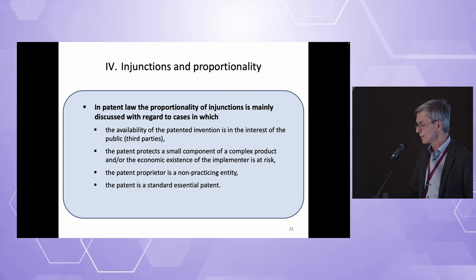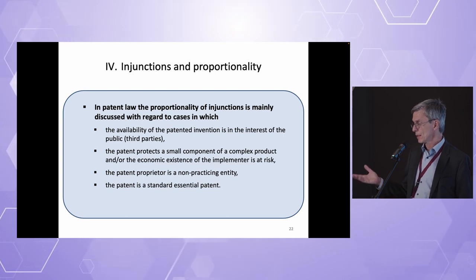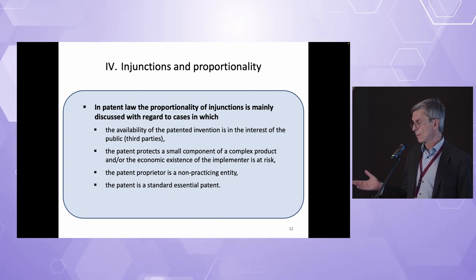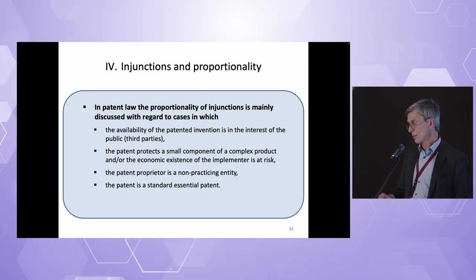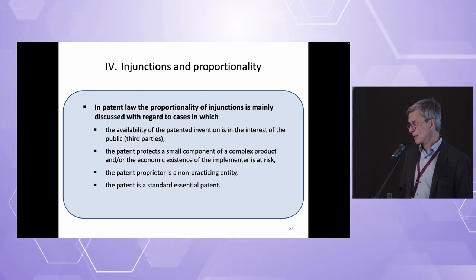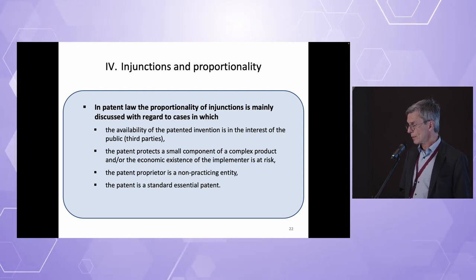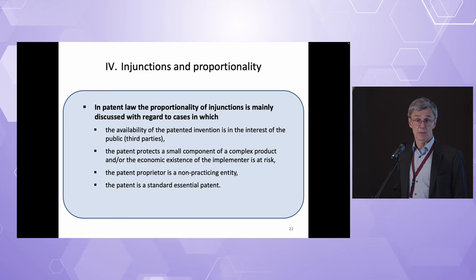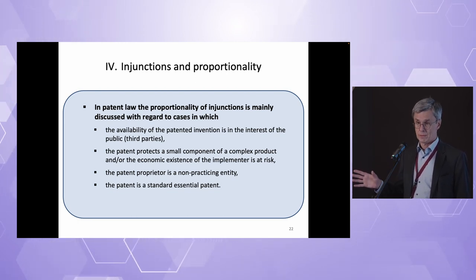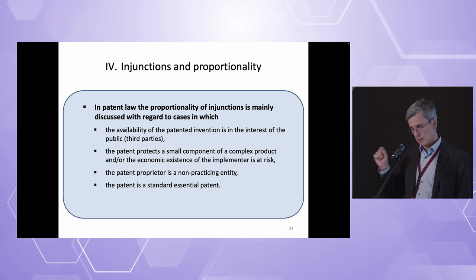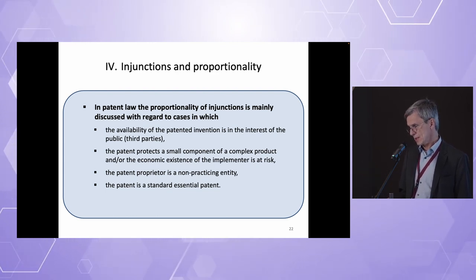One situation is that the availability of the patented invention is in the interest of the public, so of third parties. Another situation could be that the patent protects a small component of a complex product and/or the economic existence of the implementer is at risk. So a complex product, a smartphone, for example. But I will go a bit more into detail with these four situations in a second.